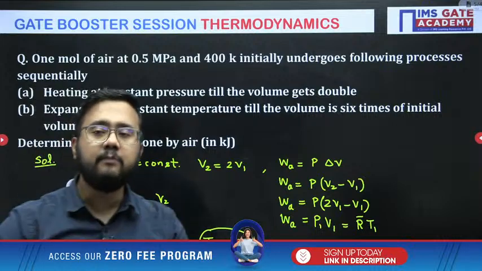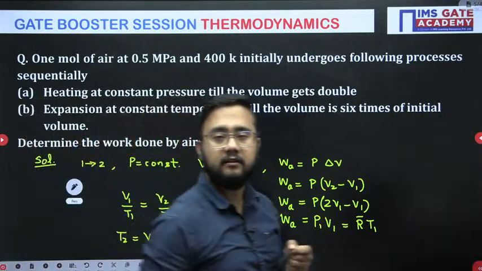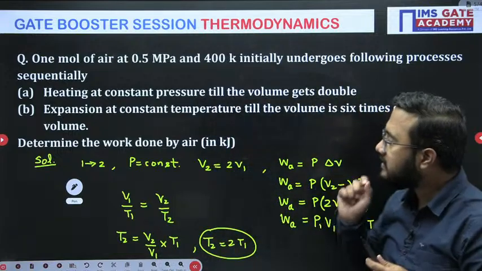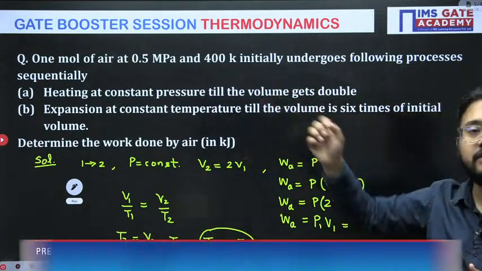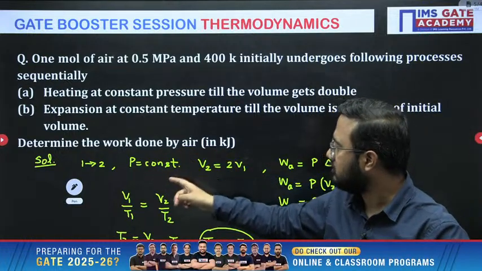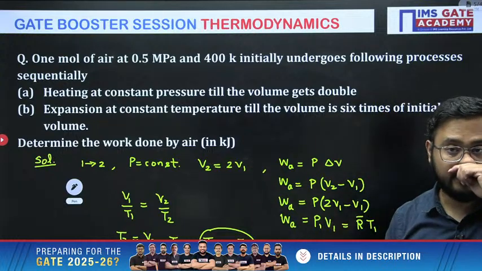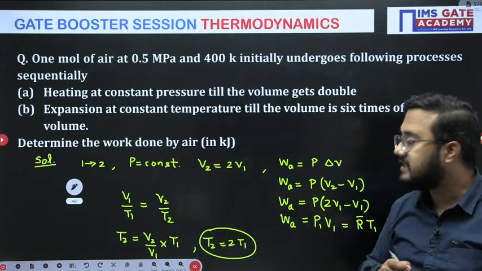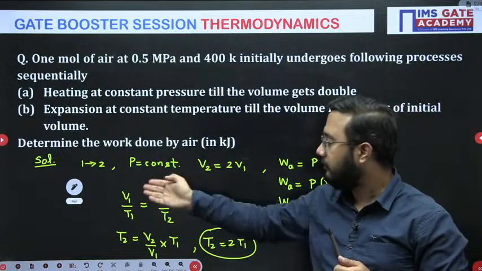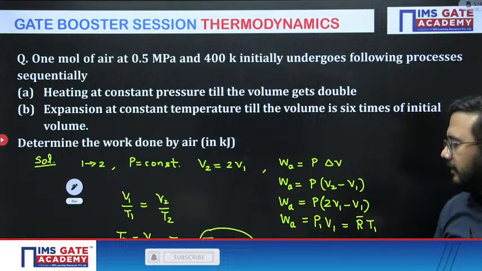So it is very important to understand the given data, how to utilize that data, right? So always remember, whatever information they have given, you should write it as a given. 1 to 2 process, pressure constant is there, and V2 equals to 2V1. This two information they have given. As it is an ideal gas, I can use ideal gas relation. V1 by T1 equals to V2 by T2. From there I got the information T2 is twice of T1.